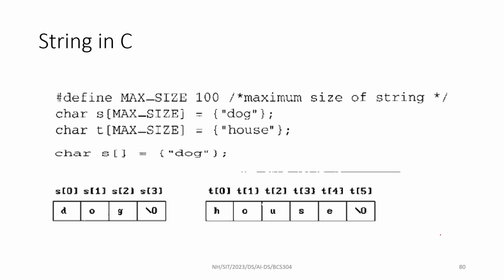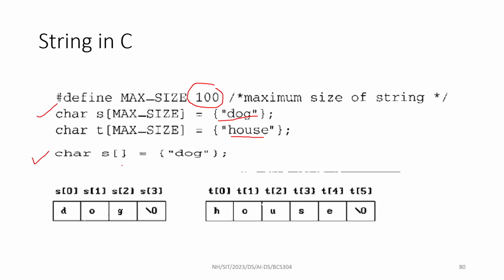How can a string be defined in C language? Let us reserve a maximum of 100 bytes for the string. I'll be declaring S and T, with S having the initial characters dog and T having the initial characters house. And one more way: S is dog. In this way also it is possible, either this way or this way.